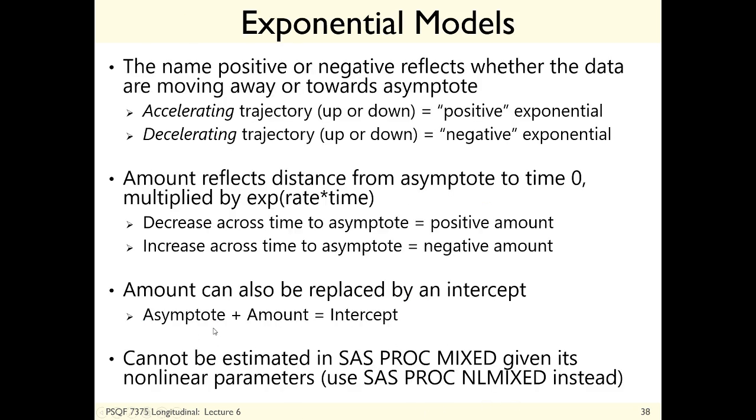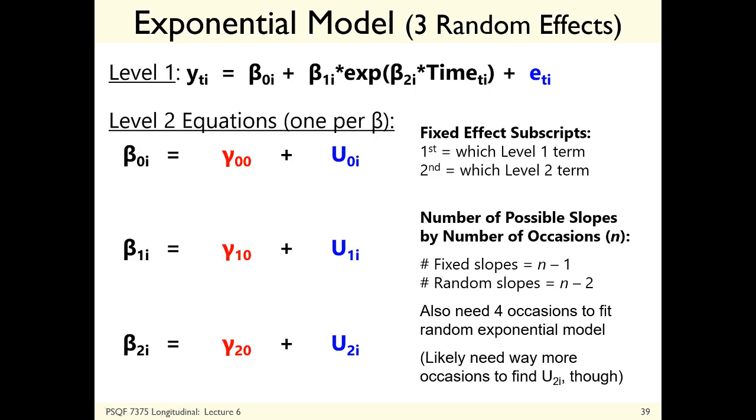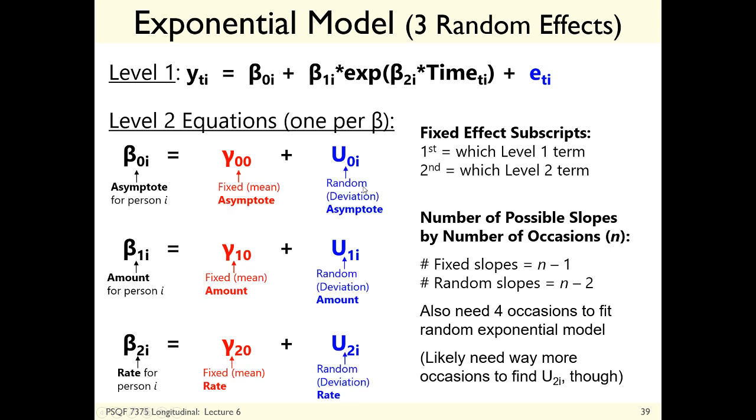You can get to what the intercept is by taking asymptote plus amount, so I'll show you how to do that as an estimate statement, and we need PROC NLMIXED to do this. If you look at the model here, level 2 looks exactly the same as what we did for quadratic models and piecewise models. We have a fixed part for each of these terms and a random deviation from it. How I know what the words should be for each of these parameter interpretations comes from the level 1 model. So that's where the trick is. That's where it's different than what we've seen before.